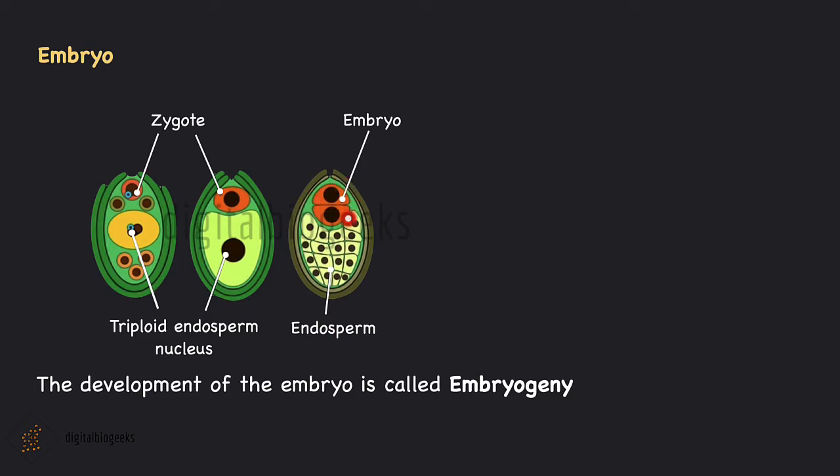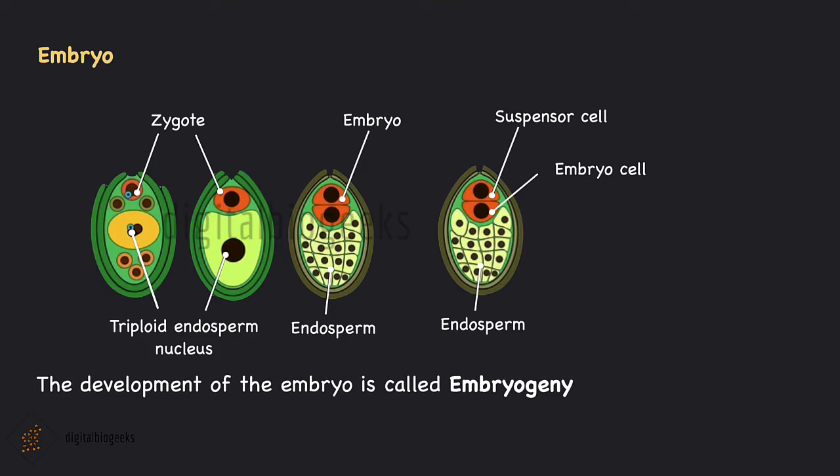First, the zygote is divided into two cells, the suspensor cell and the embryo cell. The suspensor cell is found at the basal side, that is the micropylar side, and the embryo cell is situated at the chalazal end. The embryo cell is smaller compared to the suspensor cell. This basal cell undergoes many divisions and forms 4 to 8 cells. These suspensor cells after division push the embryo cell towards the endosperm so that it can derive nourishment.